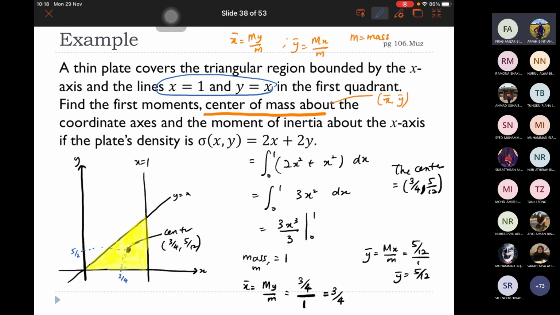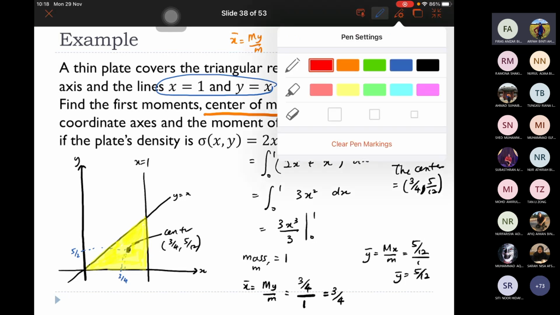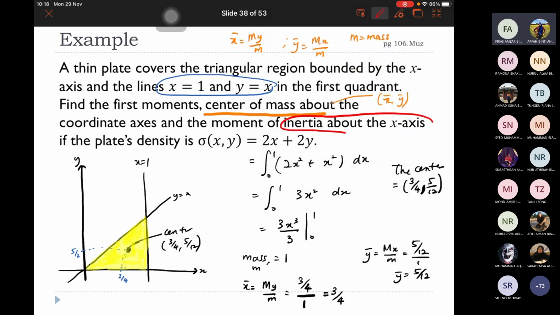Okay. So dapat. Dan lagi satu soalan suruh awak dapatkan inertia about the x-axis. Okay. That is Ix. Inertia about the x-axis. So cuba tengok formula macam mana nak dapatkan inertia about the x-axis. Then you can calculate from that.